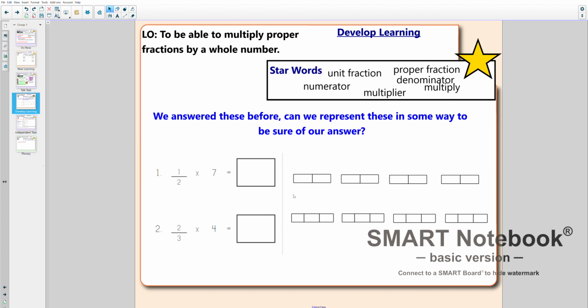Going back to the chocolate bar idea, this is one I'd like you to try yourself. So pause the video and give it a go. Try it on a piece of paper, and then when you're ready, come back to it and I'll show you how I do it.